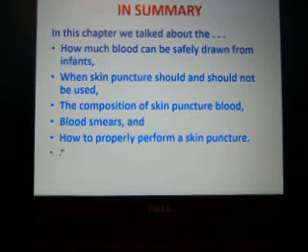So in summary, we talked about how much blood can be safely drawn from infants, when skin puncture should and should not be used, the difference in the composition of skin punctured blood from venous blood, and blood smears, and how to perform skin puncture.